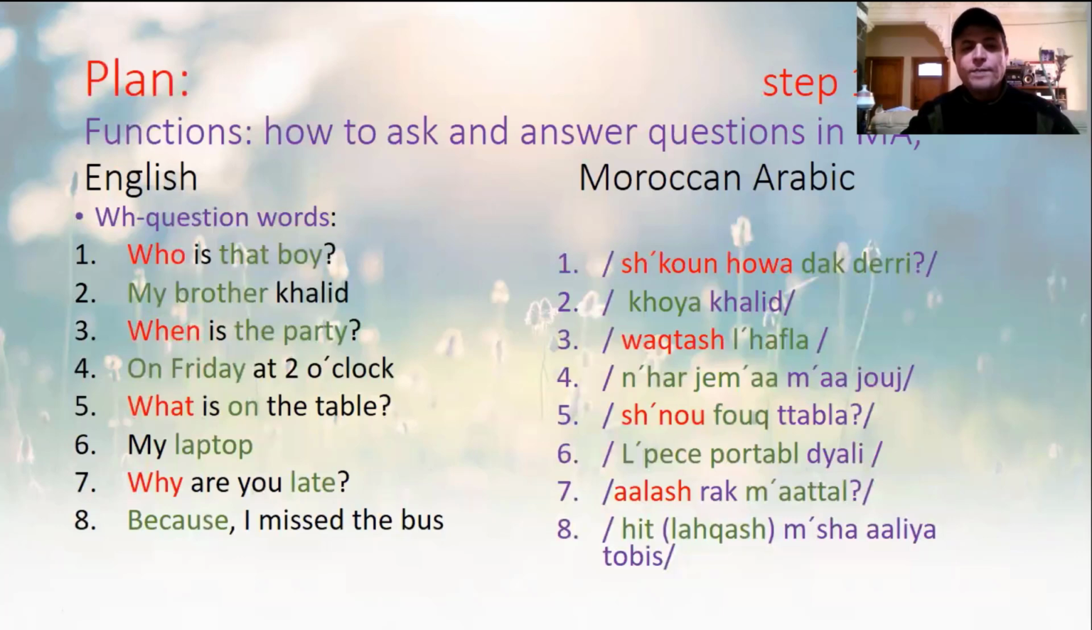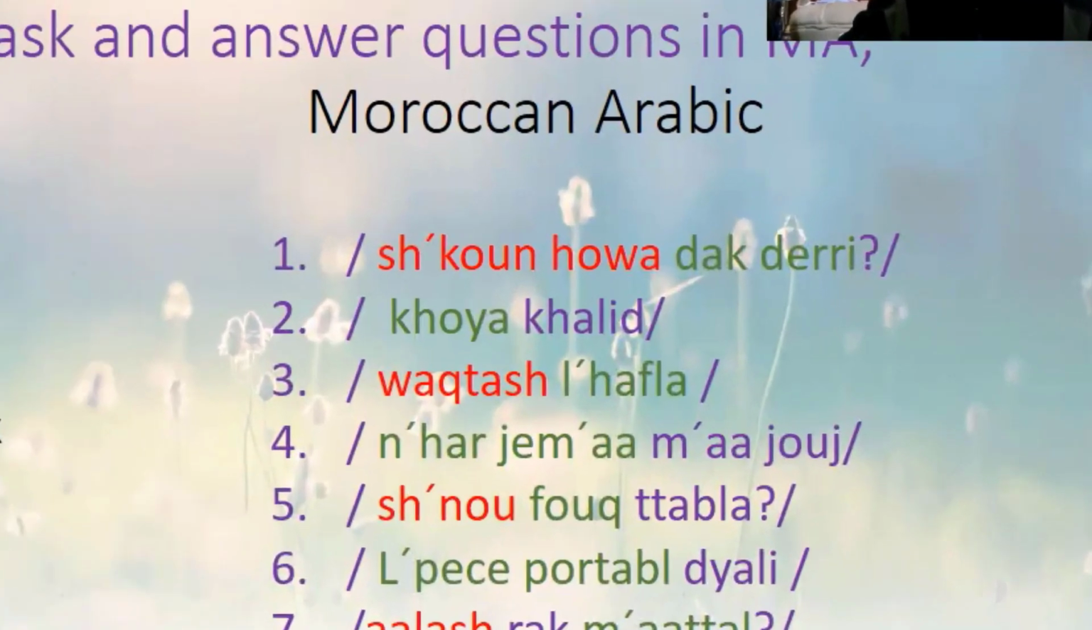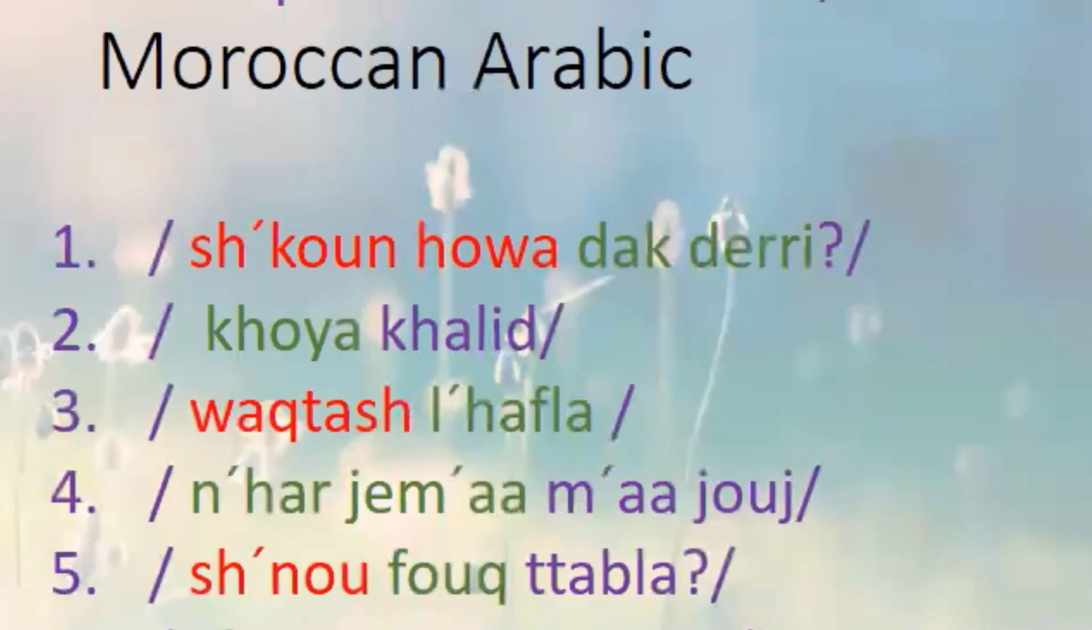So number 1. Who is that boy? شكون هو ذاك الدري؟ So who is شكون? That boy, ذاك الدري. Okay, note that ذاك is a demonstrative adjective. It is gender specific. That is, it has a form for the plural and for the singular, as well as for feminine and masculine. All right, so who is that boy?